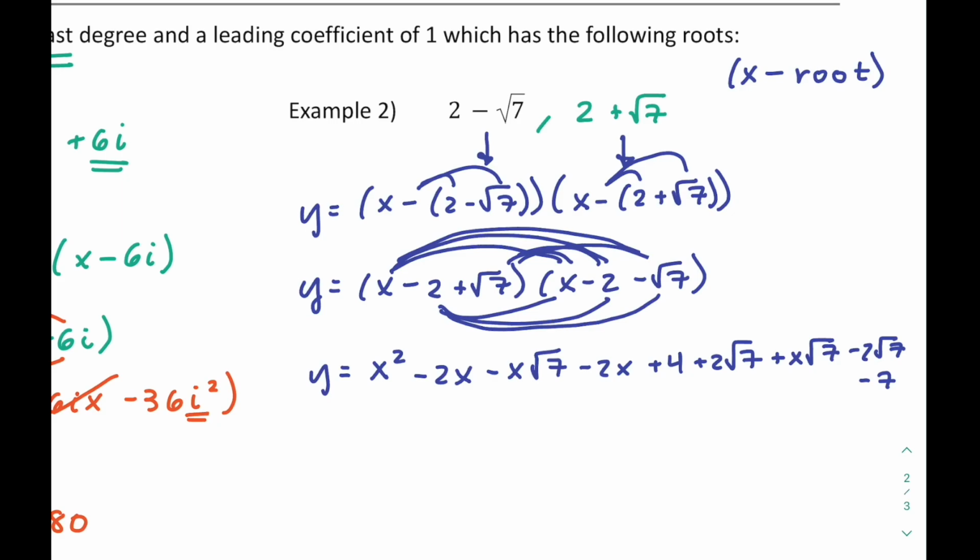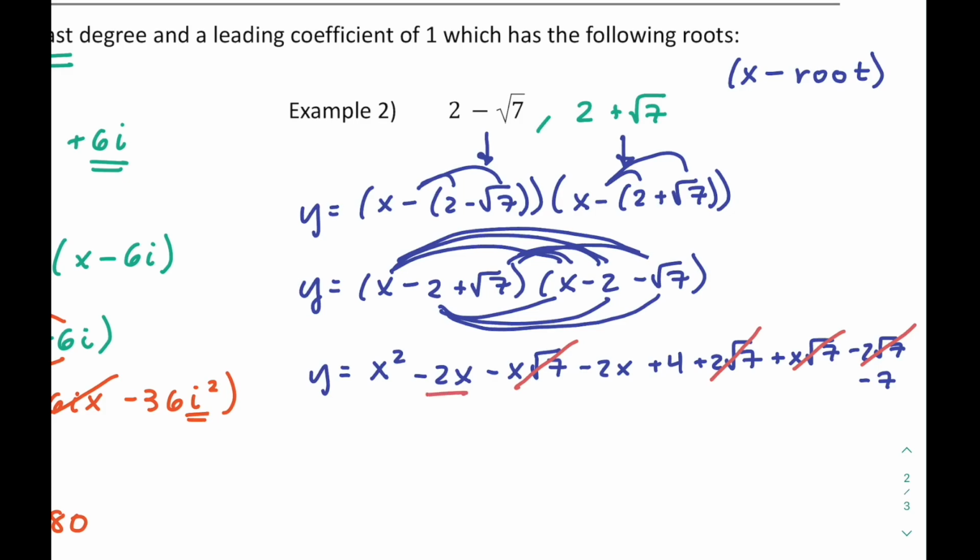Now look how nice things cancel. We have a few opposites. So we're going to get rid of negative x root 7 and positive x root 7. We can also get rid of 2 root 7 and negative 2 root 7. Again, they're all opposites, so they go to 0.